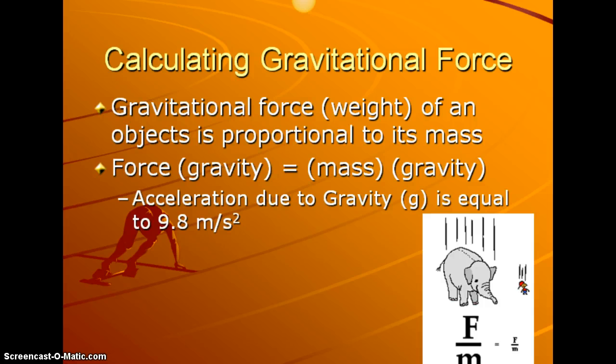And often in our book, when we look at Newton's second law, it's actually force is equal to mass times acceleration. So this is actually acceleration due to gravity. And that number is a constant: 9.8 meters per second squared. And that's just a constant number. You'll take the mass of the object, whatever that object is, and multiply it times 9.8, and that will give you the force due to gravity.